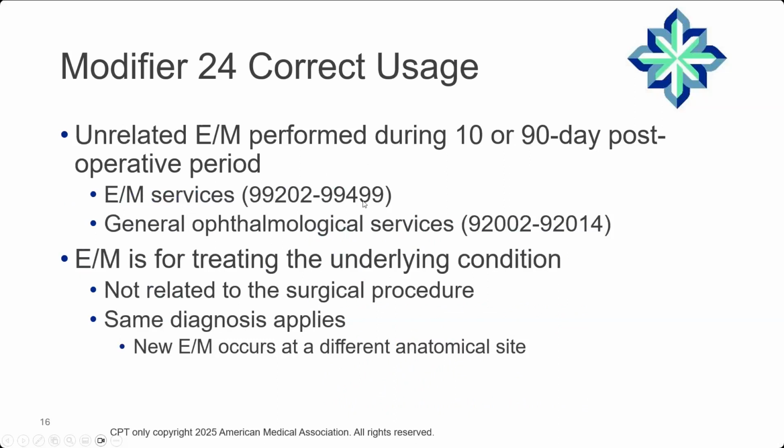Here are the codes that we're looking at. Here are some ophthalmology codes that could be used, again, depending on what you're looking for. Remember, E&M is for treating the underlying condition. That would be a correct use. The underlying condition isn't necessarily included in the global surgery package, and we still need you to treat that. The system does use a diagnosis code to determine whether it's related or unrelated. And that's why sometimes you have to give us this modifier to tell us, nope, it's not.